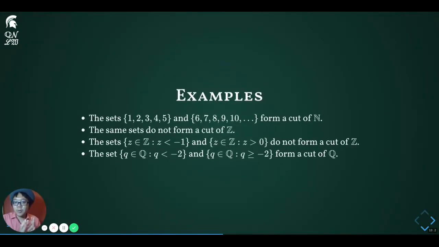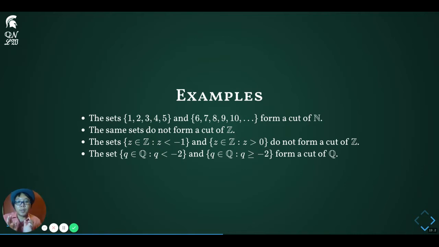Here are some examples of cuts. First, we cut the natural numbers to the set of numbers less than or equal to 5 and the set bigger than or equal to 6. Notice that these two sets account for all natural numbers.